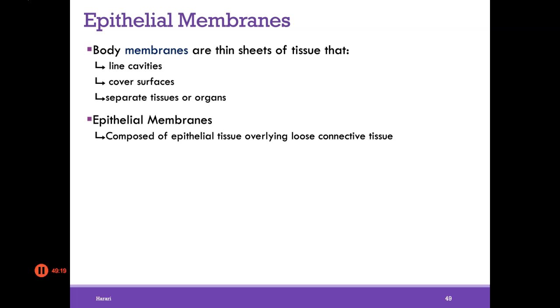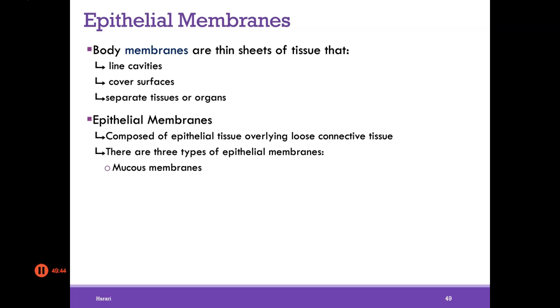Epithelial membranes specifically are composed of epithelial tissue overlaying loose connective tissue. So again, epithelial membranes, a membrane equals the epithelial tissue plus the underlying loose connective tissue. Sometimes the membrane can also include a muscle layer beneath it.